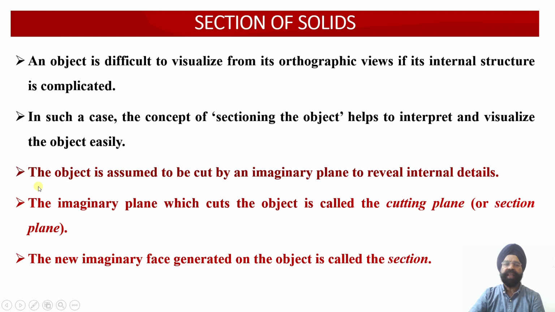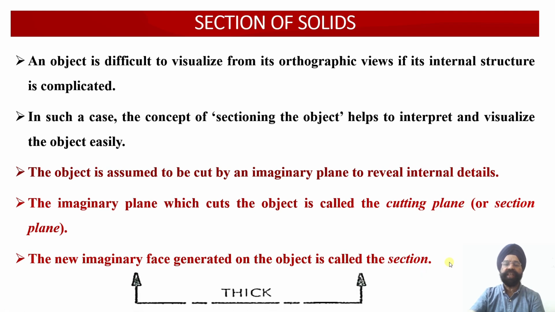object easily. So the object is assumed to be cut by an imaginary plane to reveal the internal details of the object. An imaginary plane which cuts the object is called a cutting plane or a section plane. The new imaginary face which is generated on the object after the cutting or the sectioning has been done is called the section.